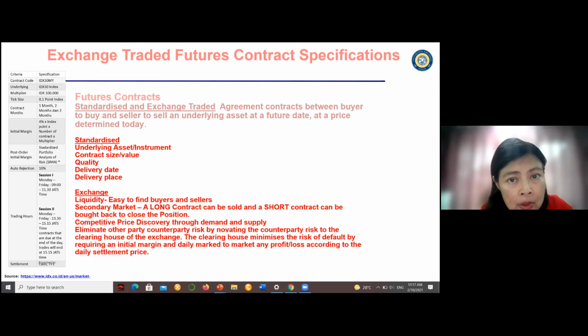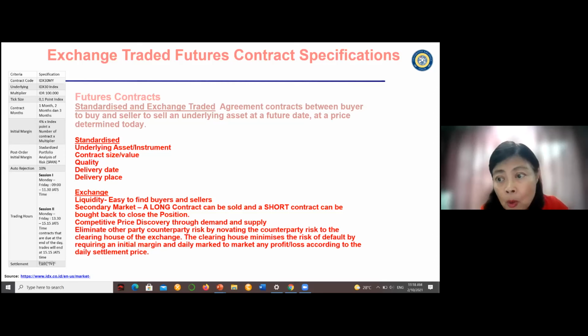The good thing about exchange traded contracts is that you don't have to worry about your counterparty. Counterparty means the other person, the buyer or the seller. If you are the buyer, you're worried about the seller, that they will not deliver to you at the price you want to buy, if the prices go up.